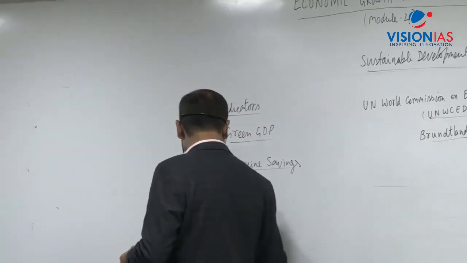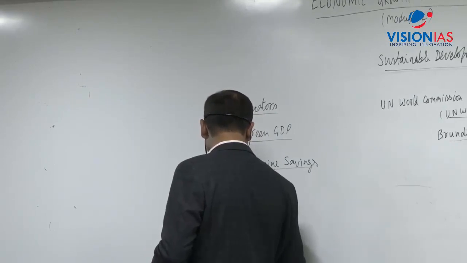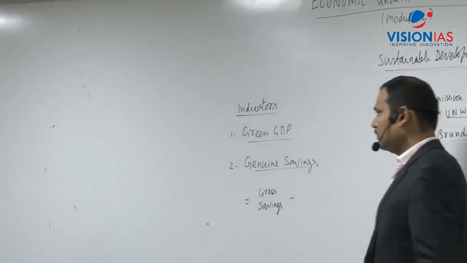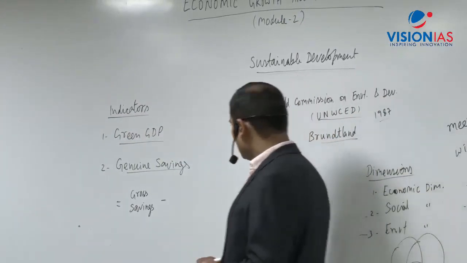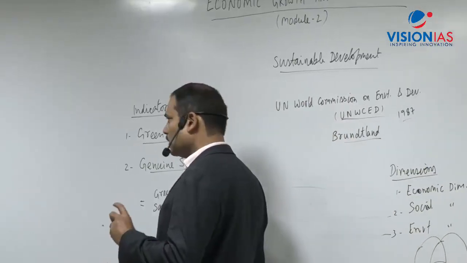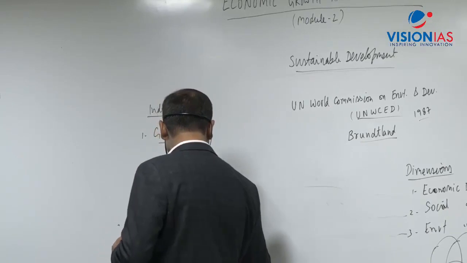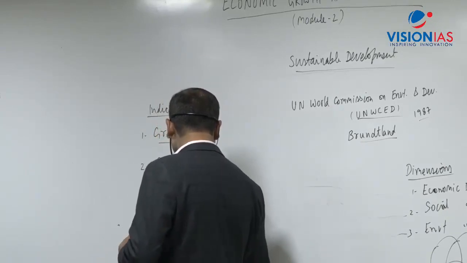Genuine saving is equal to gross savings. Gross savings simply means total savings. Gross means simply total. Whatever money we are saving, that is gross saving. Okay, from the gross saving, we have to minus two things. One, we have to minus depreciation in man-made capital.